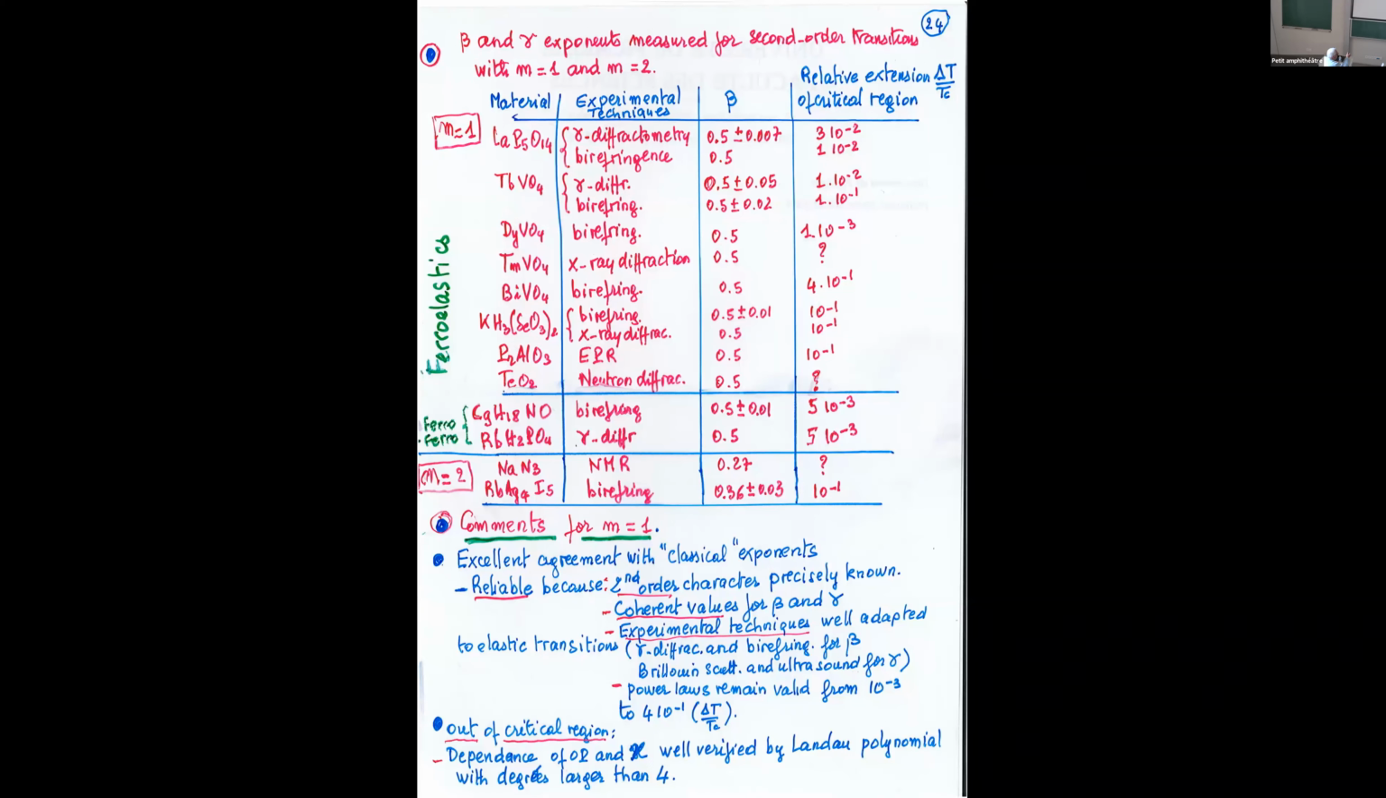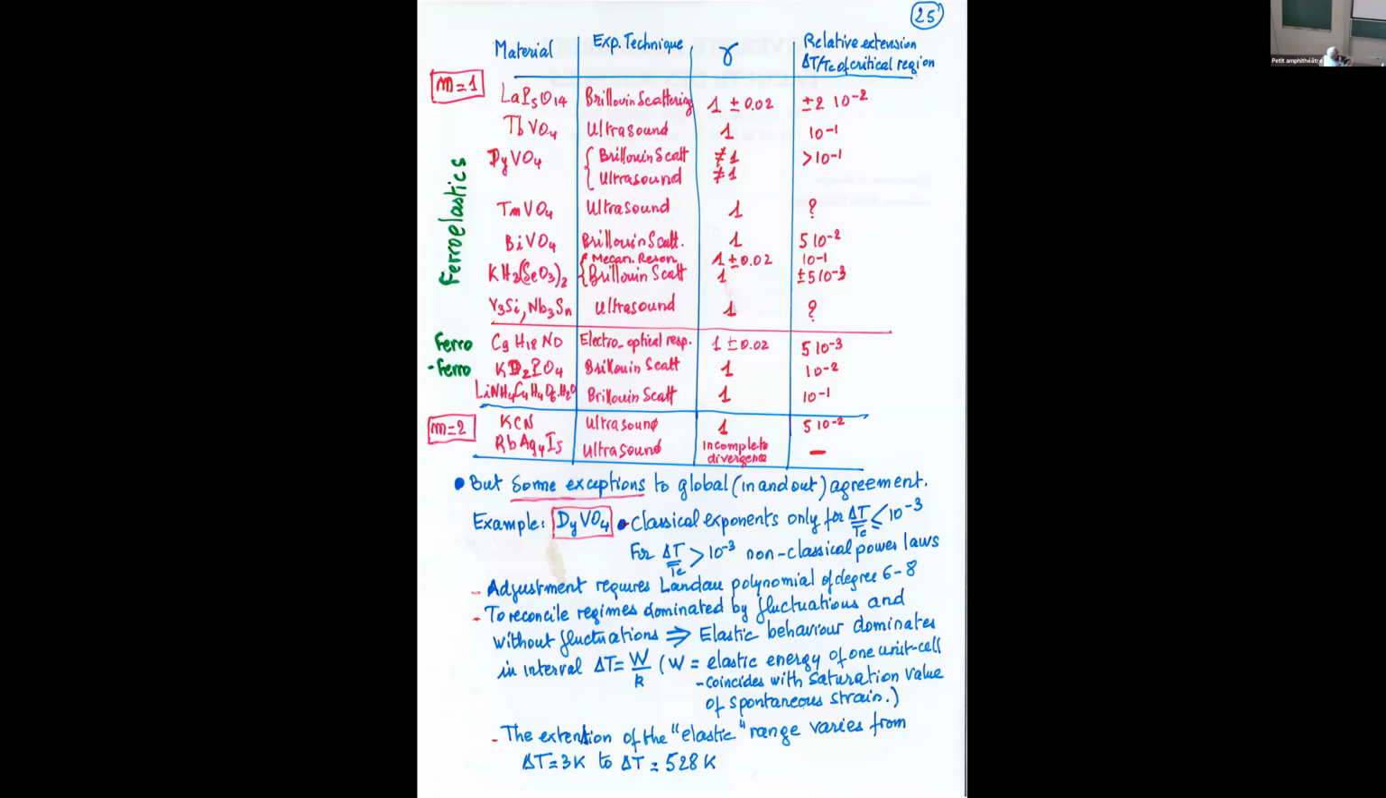We also have some data. Here I have separated the case of ferroelectric, ferroelastic. There are two examples, and m equal 2 also separated. So what can we say? First, we have an excellent agreement with the classical exponent. It's really very nice, 0.5. It's exactly what Landau predicts. And also, there are coherent values. This is not so common between beta and gamma measurements. I just show again gamma. We have one, really one plus or minus something. Sometimes it's not the case, but I will come back to when it doesn't work.